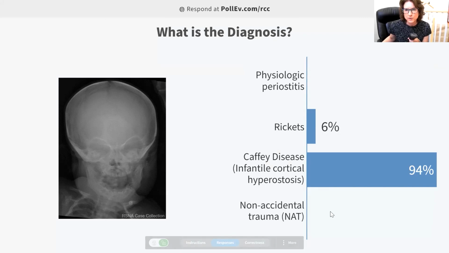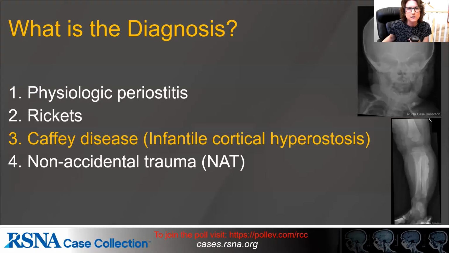Okay, good. So most people thought this was Caffey disease. I can't advance the slide. Thank you. So that is the correct answer, Caffey disease, also known as infantile cortical hyperostosis.